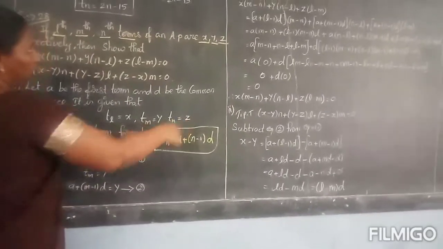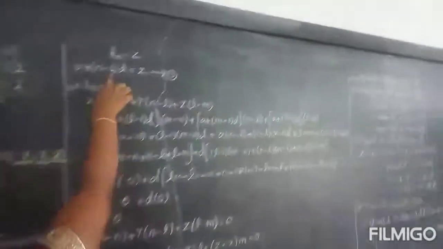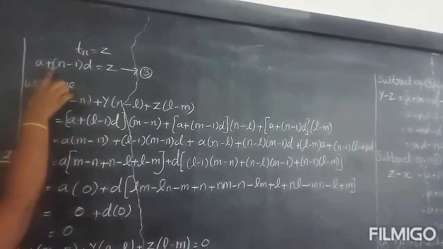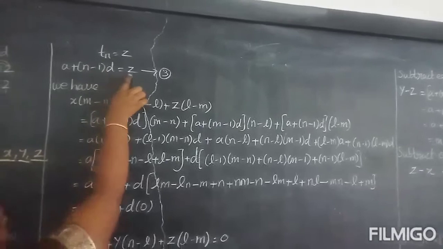Next, Tn equal to z. So Tn equal to z. Take it as A plus n minus 1 into D equal to z.